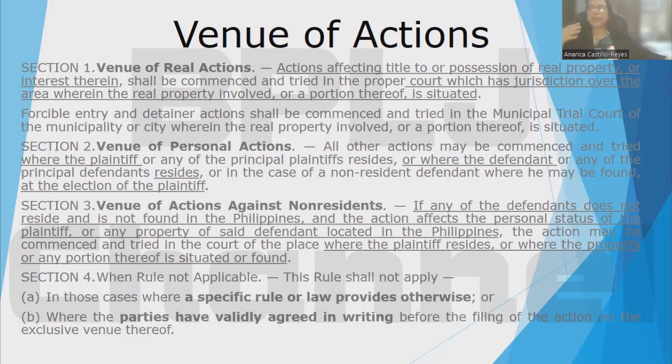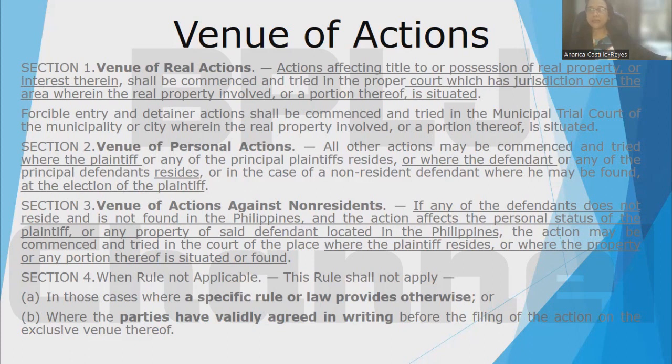Let us give an example. For example, a case for collection of a sum of money, the amount of which exceeds 2 million pesos. The law says that jurisdiction over the said action belongs to the regional trial court. But there are so many regional trial courts in the entire country. So where do you file the case? The general rule: you consult the rule on venue of actions.